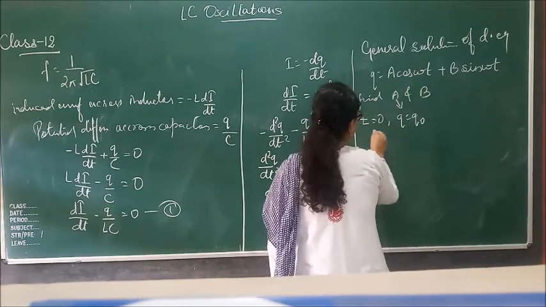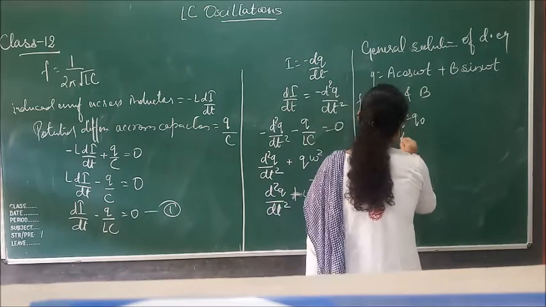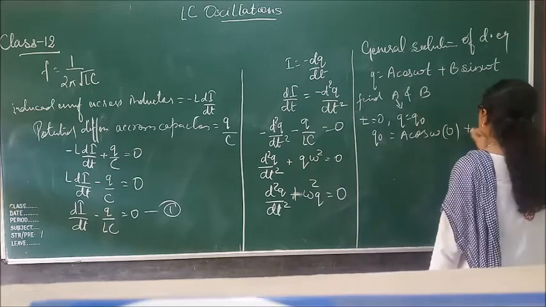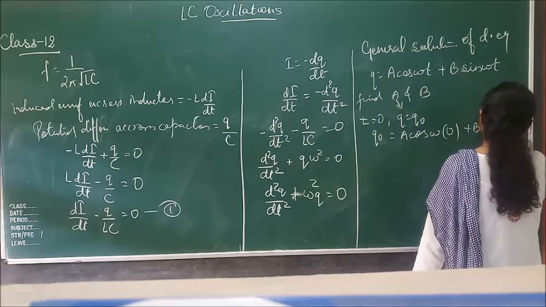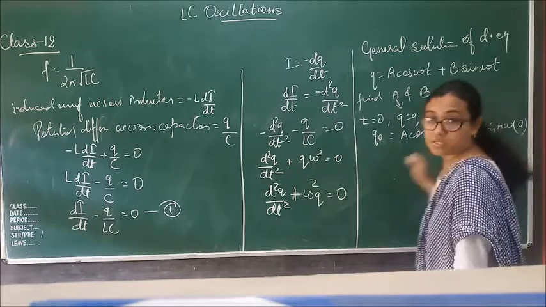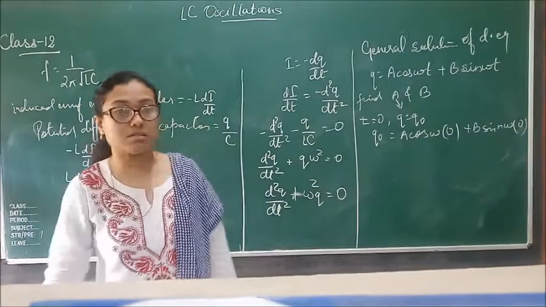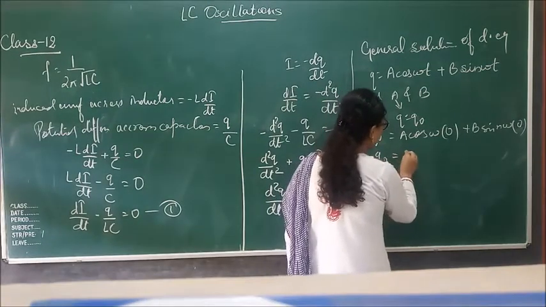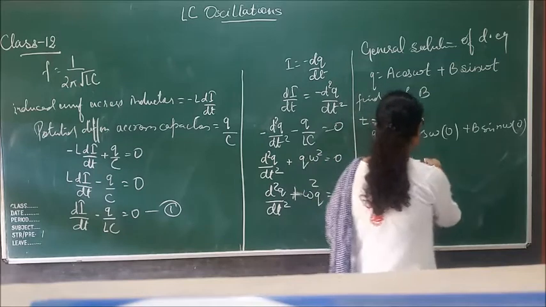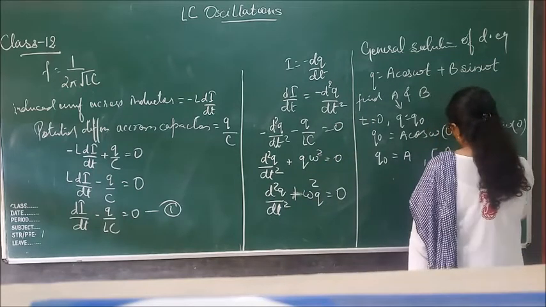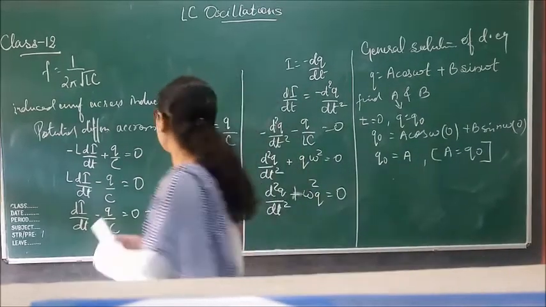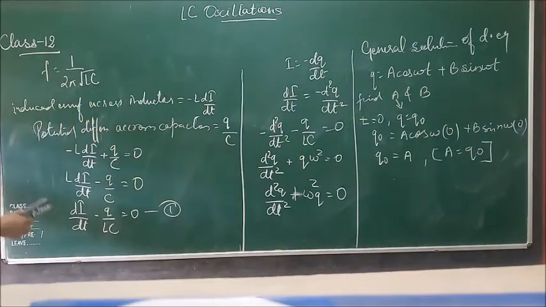So started putting this value in A cos omega. In place of t, I will put the value 0. This B sin omega 0. You know, this value will be 0. Sin 0 will be 0. Cos 0 will be 1. So this will be Q0 is equal to A. So you will get the value A is equal to Q0. Okay, students. So again, first copy all these values, then I will find the value of B.